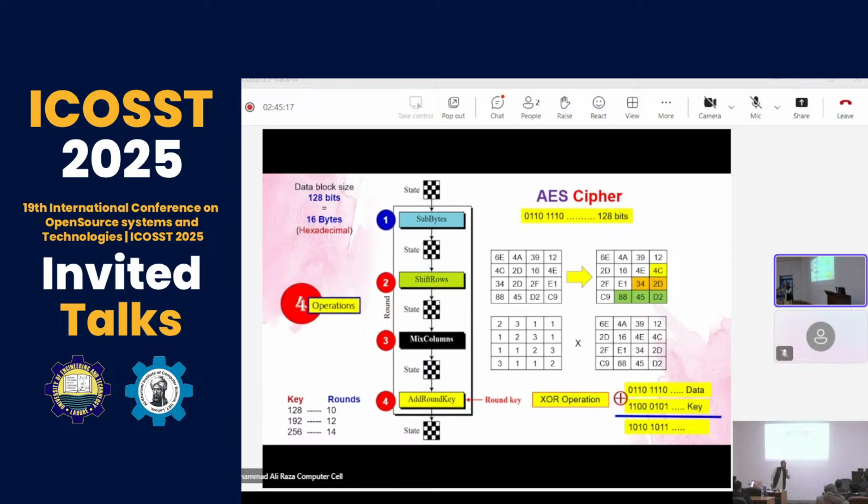AES is being used in many security applications, and this operation is very simple. Another operation is the XOR operation. We have the data, we have the key, and we perform XOR. If the bits are the same, the result is 0, and if they are different, it is 1. So these two things are very simple. How many operations are left? There are 4 operations, and two are very simple.